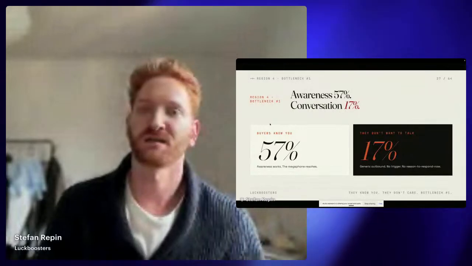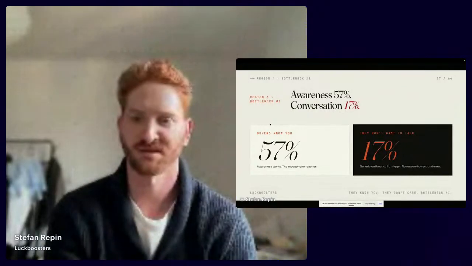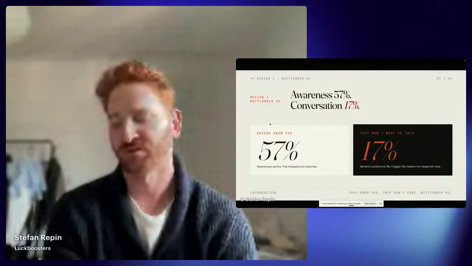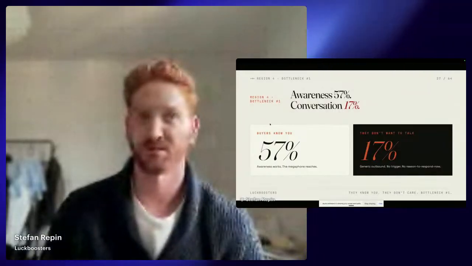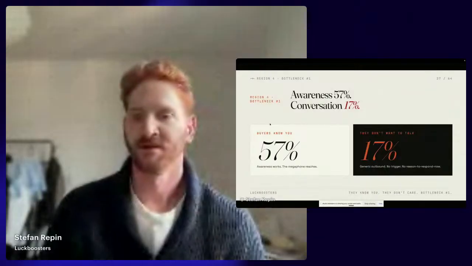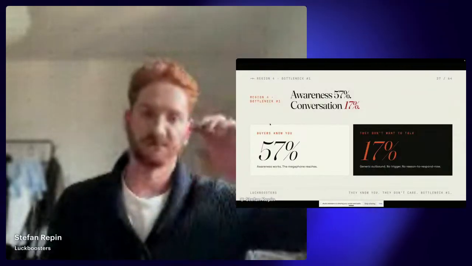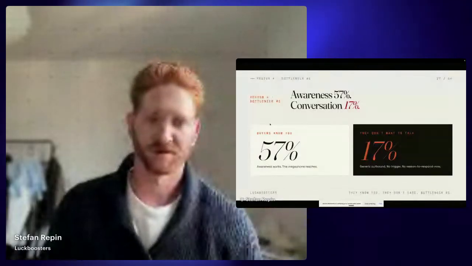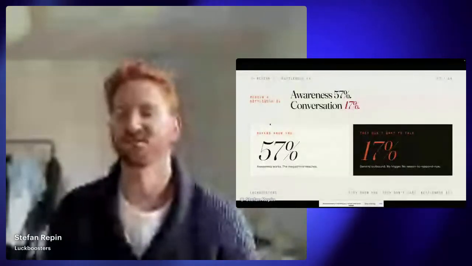Region 4, the bottleneck. So the awareness was 57%, lacked awareness, conversation 17%. Technically, the awareness is okay, could be better. It's still okay, anything probably above 55%. So awareness-wise, we do reach, but 17% means they don't want to talk to us, right? So it means that probably the outbound is generic. There is no trigger. There is no response now. There is no urgency.